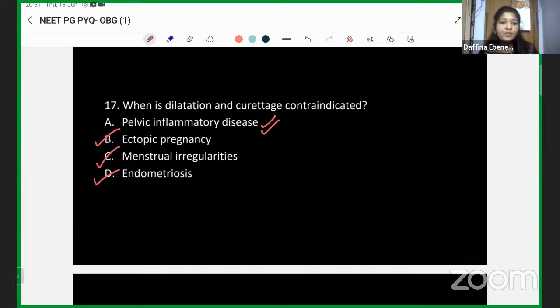Generally, if there is any form of PID, you don't do a DNC. But if there is some septic abortion that's causing pyometra, then you will have to do a DNC. That's only an exception. Okay. If they ask you any question where DNC is contraindicated, the answer is any form of genital tract infection like pelvic inflammatory disease.